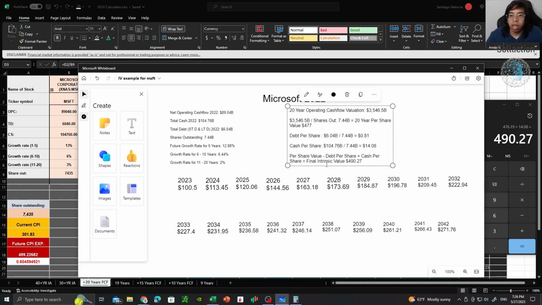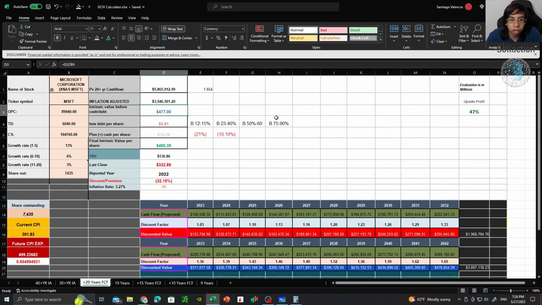This is what Microsoft is worth, right? So what's the current share price? 332. You're basically buying at a discount. You are. Because look, the company's worth that much. The company's worth $3.5 trillion.